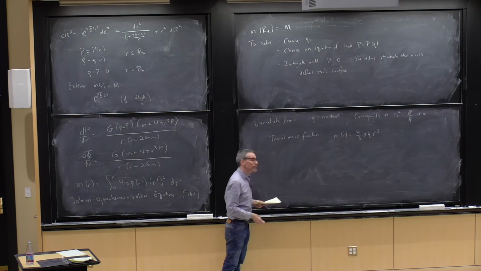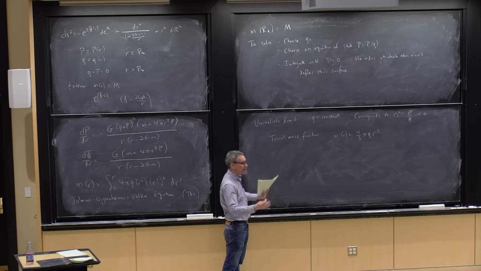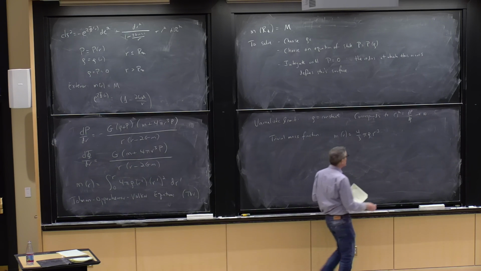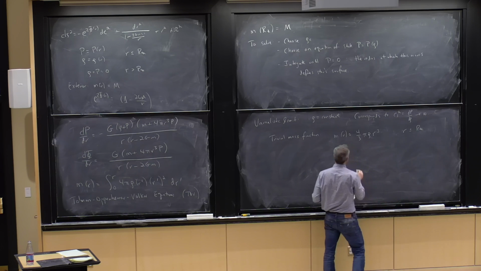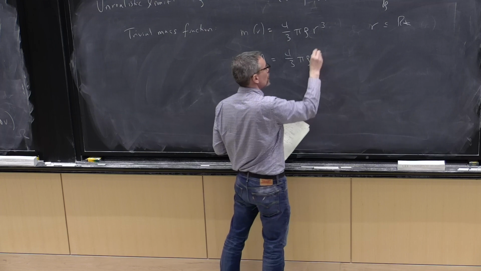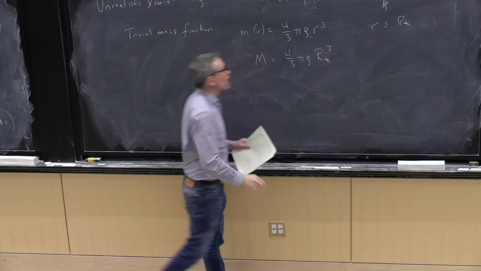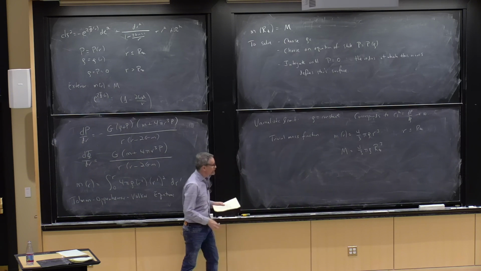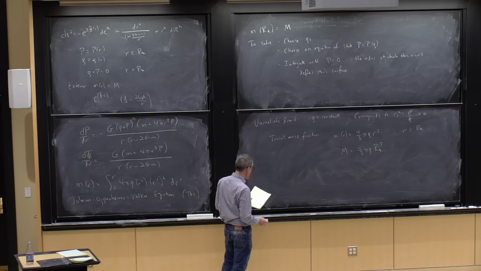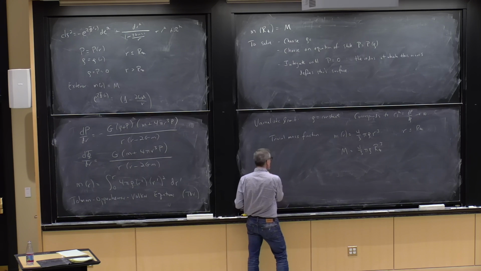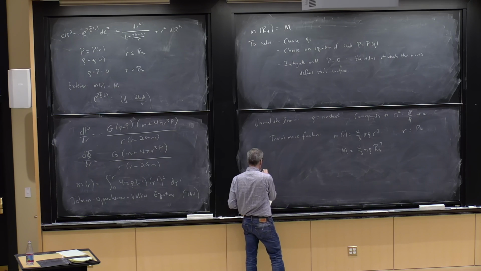Okay? Rho is constant, so m of r just goes as the volume inside radius r times rho. This star then has a total mass of 4/3 pi rho r star cubed. Okay? So we know how its density behaves. It's a constant. We know how the mass function behaves. The challenge is solving for the pressure profile.